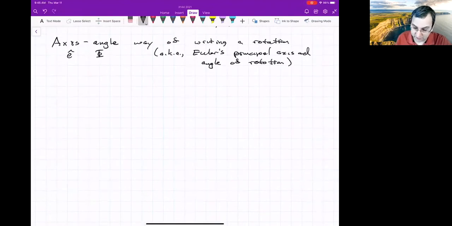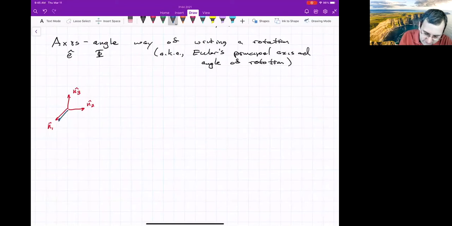So the idea here is that if we had the two frames lined up initially, so there's the N frame, the N directions, n1, n2, n3. It's a right-handed coordinate system there. And the B frame, and they're lined up. To do any rotation, there's the N directions, and then the B directions are pointed somewhere else now.